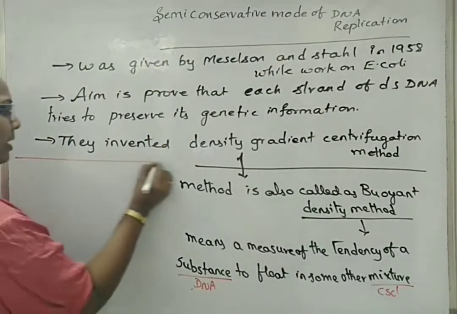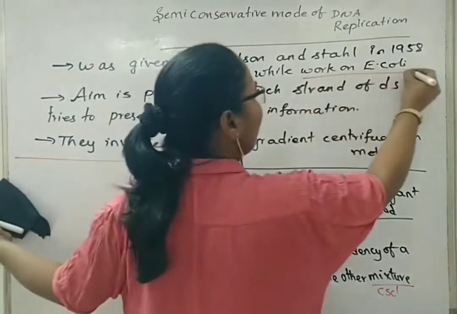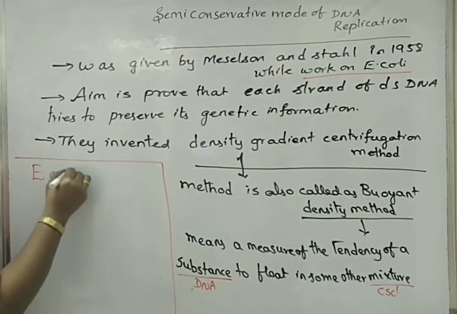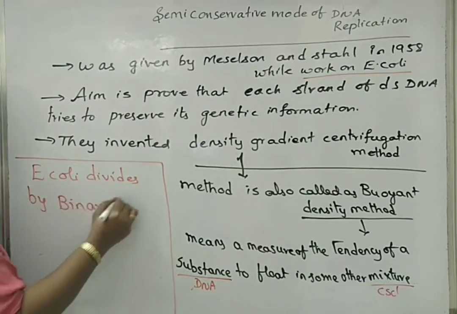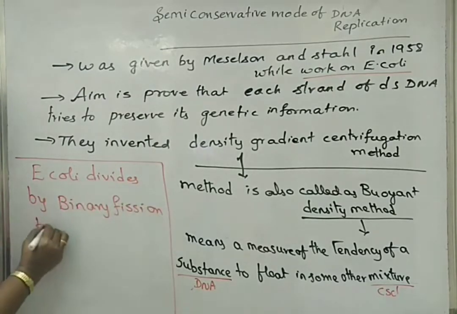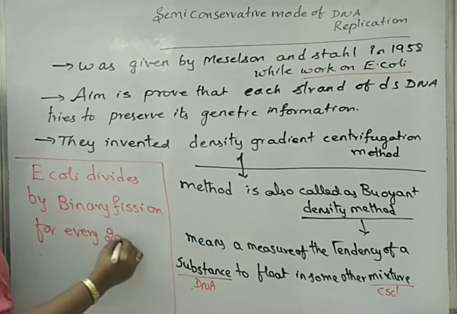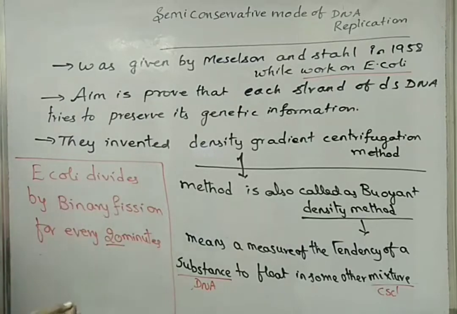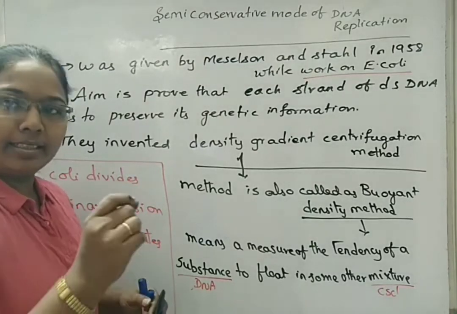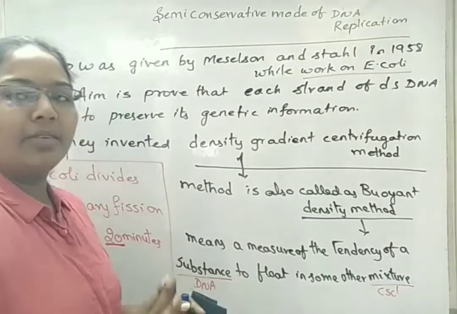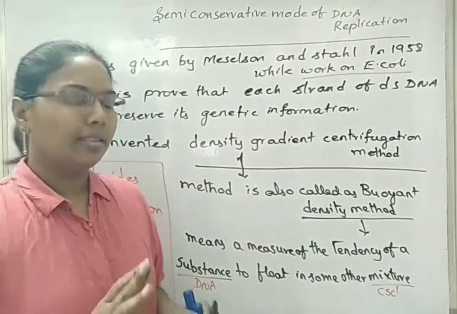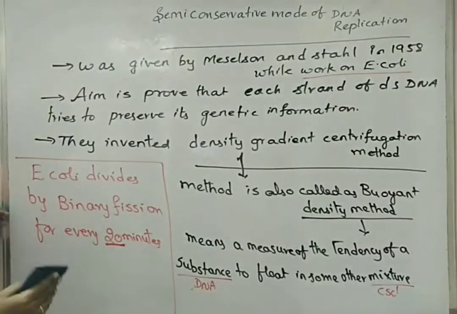One more point. In this experiment, they were working on E. coli. E. coli divides by binary fission every 20 minutes. Meselson and Stahl also considered very particularly the time taken by E. coli for its replication. If one E. coli gets divided into offspring by binary fission, the DNA present inside its body also gets replicated. That concept was also concluded in this experiment.